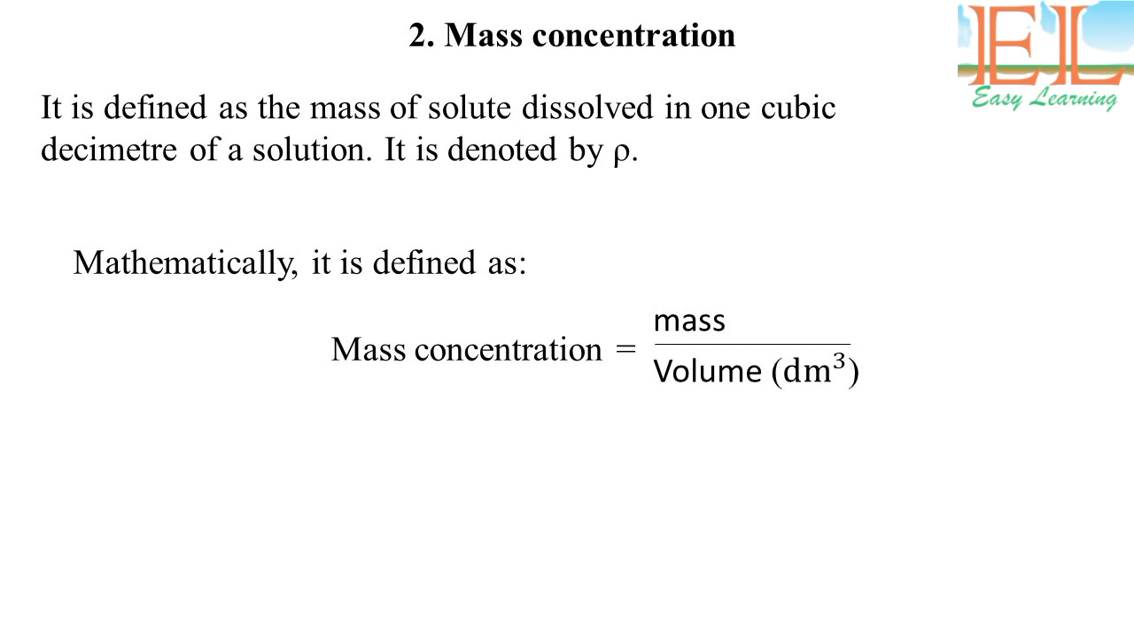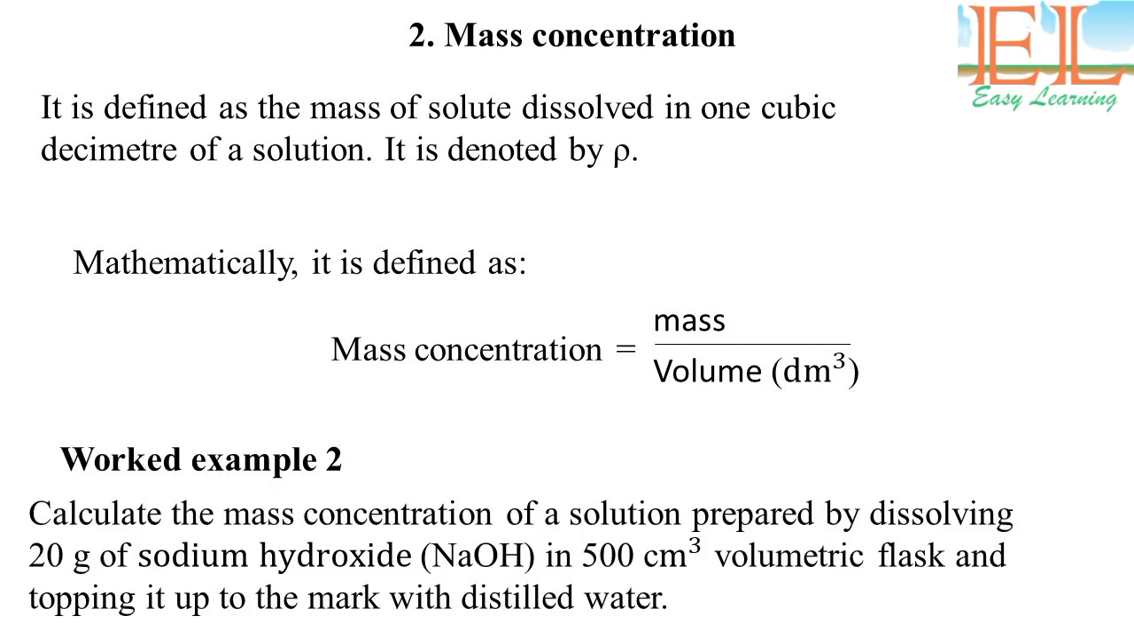Question 2, it reads, calculate the mass concentration of a solution prepared by dissolving 20 grams of sodium hydroxide, NaOH, in 500 cm cube volumetric flask and topping it up to the mark with distilled water. You have 20 seconds to present your work.